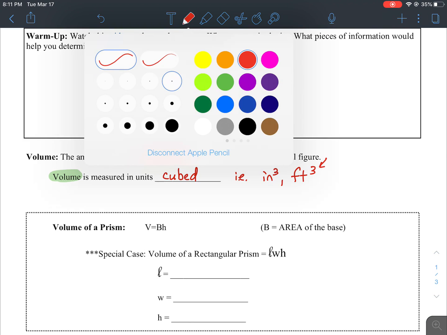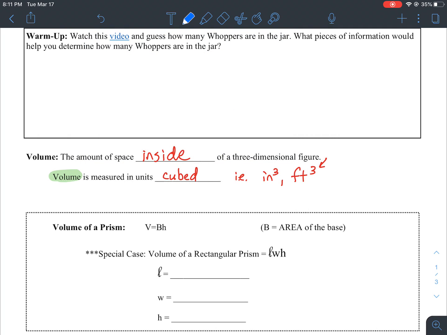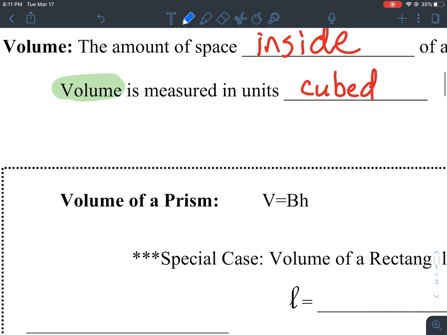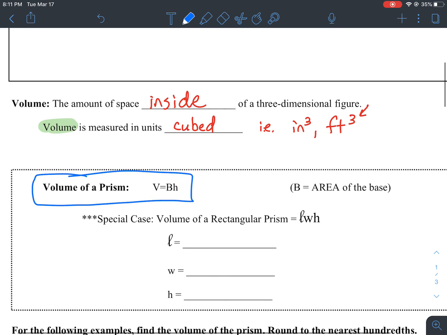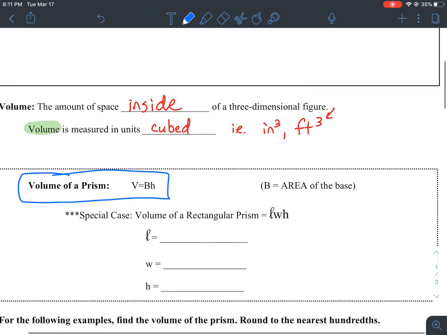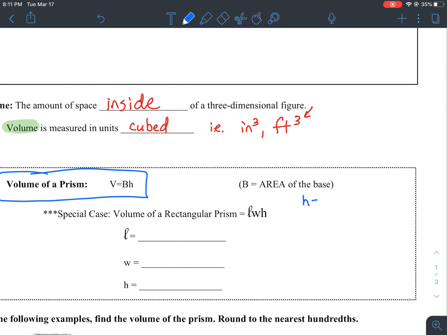Now, the formula in order to find the volume of any prism is very, very simple. We can see that the volume of a prism is equal to B times H. Yesterday we learned that B represented the area of the base, and H is obviously the height. How far is it from one base to the other? So I'm going to put that as a little extra note. Remember that the height of a prism is the distance from base to base.